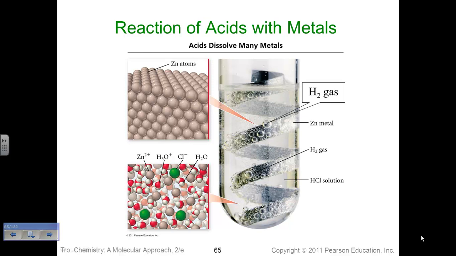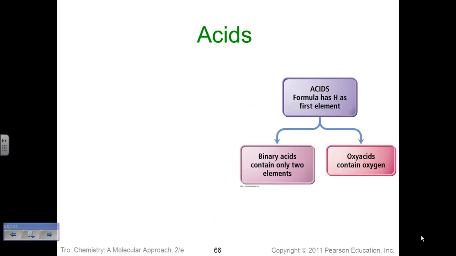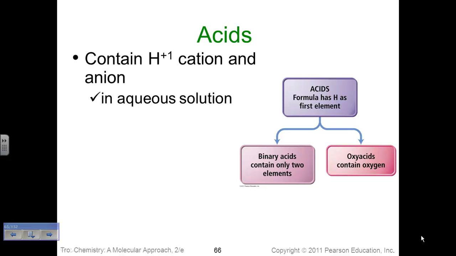So zinc metal coming into contact with an acid, you start to see it dissolving into the solution. It's what's called a single replacement reaction, and hydrogen gas bubbles start to be seen. So definite evidence of a chemical change as acids and metals come into contact. Now, acids contain the hydrogen ion as its positive ion.